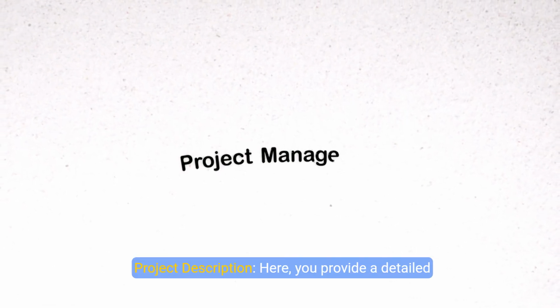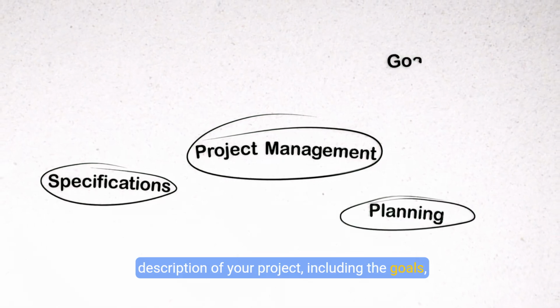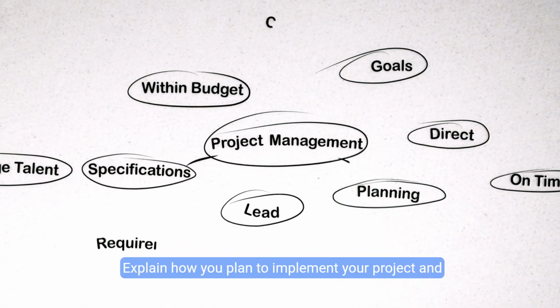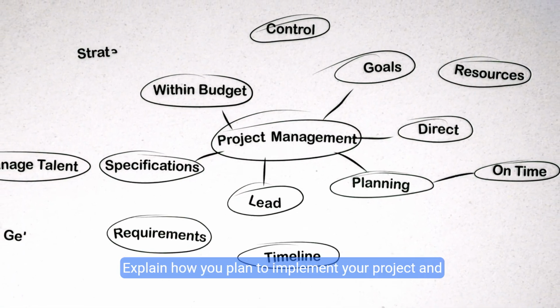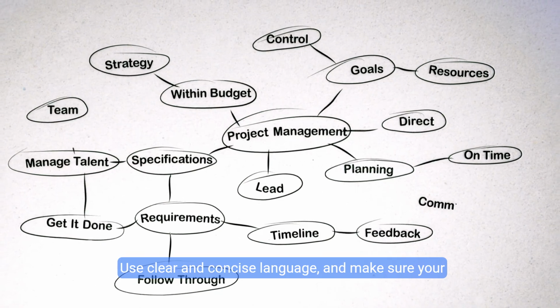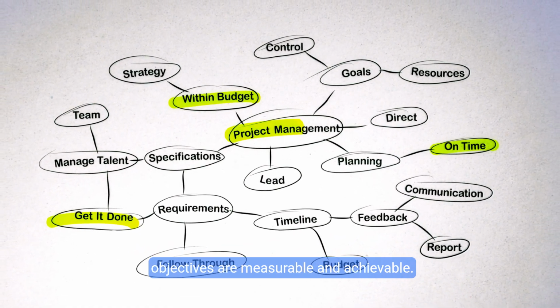3. Project description. Here, you provide a detailed description of your project, including the goals, objectives, activities, and timeline. Explain how you plan to implement your project and what resources you will need. Use clear and concise language and make sure your objectives are measurable and achievable.